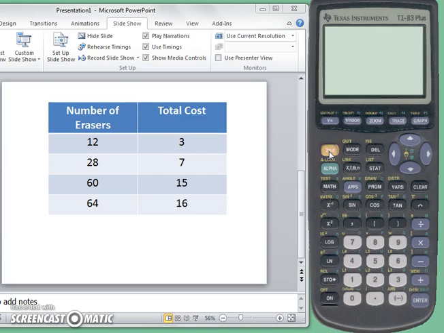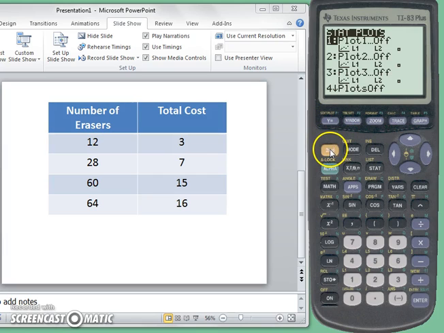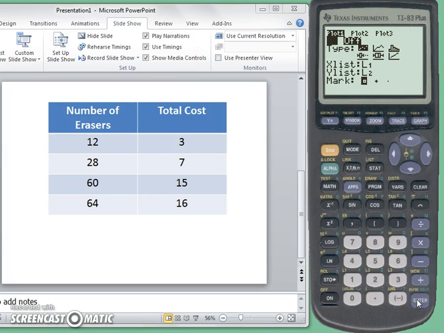When you do that, if you know you're going to be entering data, then you want to first go to Stat Plot. So I push the second button and Y equals, and it brings me to this screen. What this is telling me is all the plots are off. So I want to turn the plots on. I do that by hitting Enter, and I'm going to hit Enter again. So now it's blinking on.